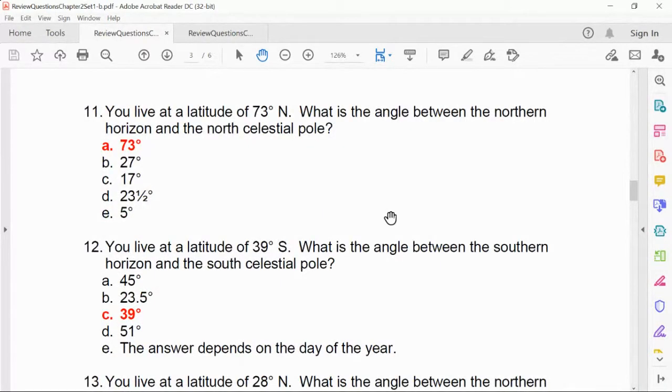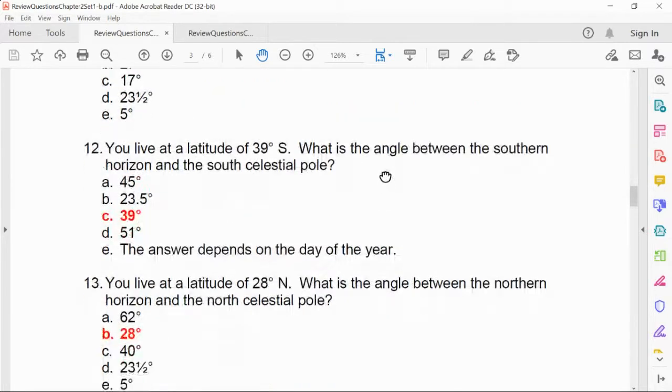If you live at latitude 73 north, what is the angle between the northern horizon and the North Celestial Pole? Remember, we defined the latitude as the angle between the north on your horizon and the north celestial pole. And that's why we say here it is the angle between the northern horizon, that means the north on your horizon, and the north celestial pole.